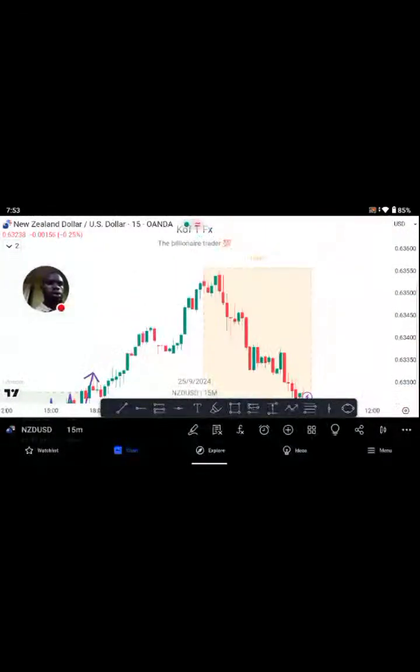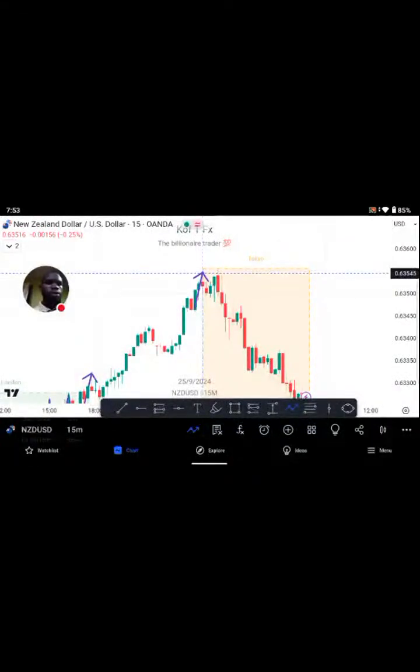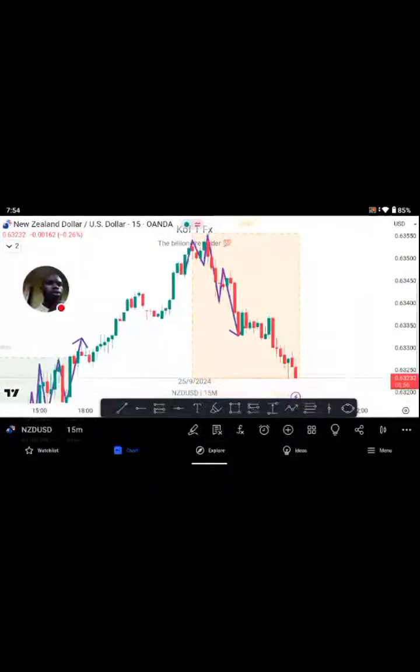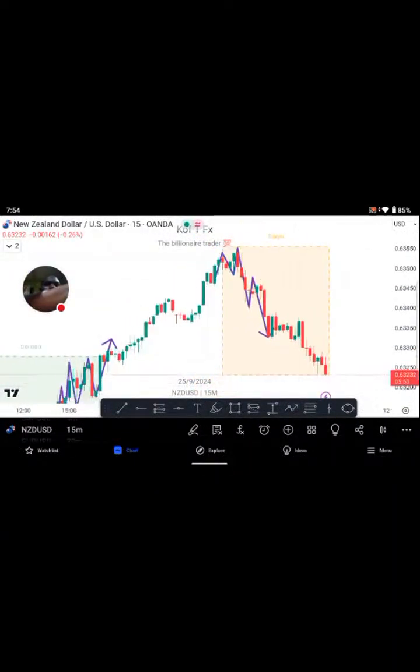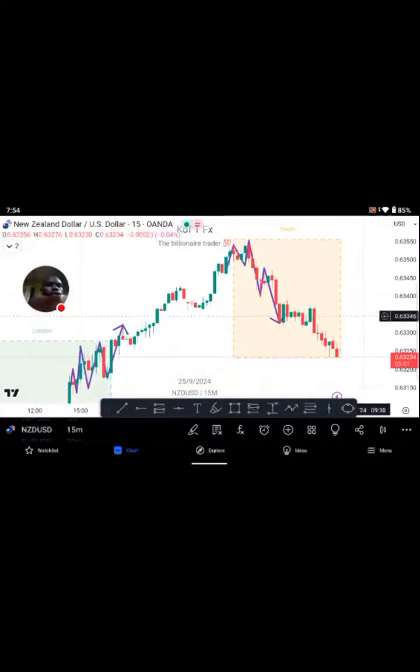Let's look at this area. We have this, then pullback, down here. As you can see, there is no setup here too. So on NZDUSD, I don't have a trading opportunity. Let me go and check other pairs.